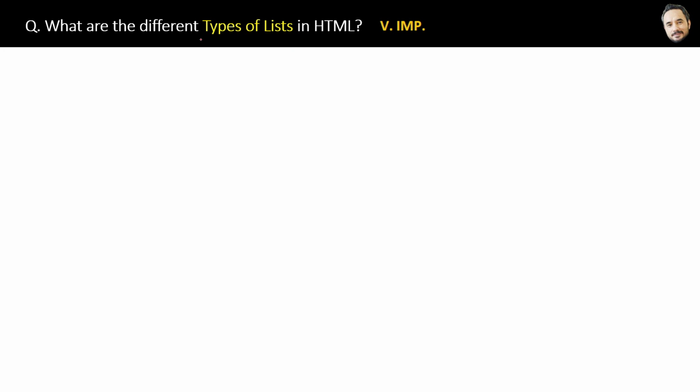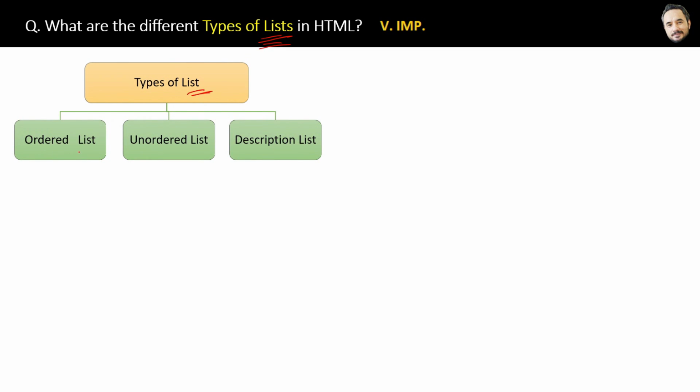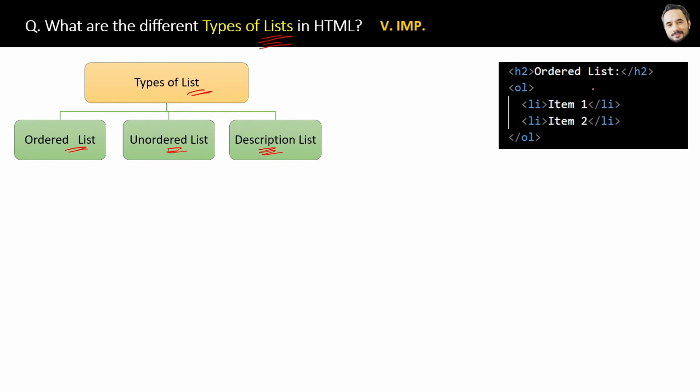What are the different types of lists in HTML? Okay, so we have 3 types of lists in HTML: ordered list, unordered list, and description list. Let's see the code of the first, the ordered list. Here we use the OL tag, and that stands for ordered list. Now in every list we have one or multiple li tags. Here li stands for list item, okay?